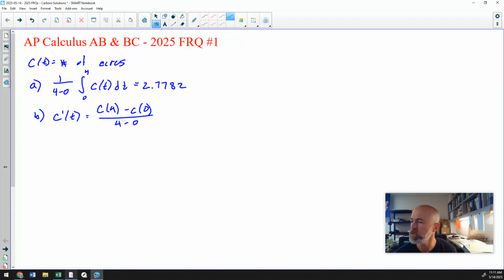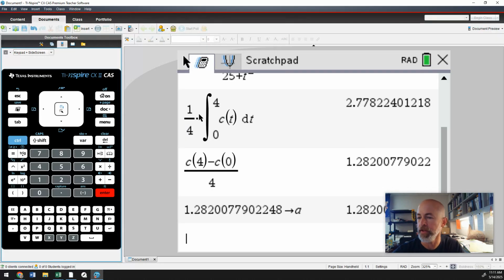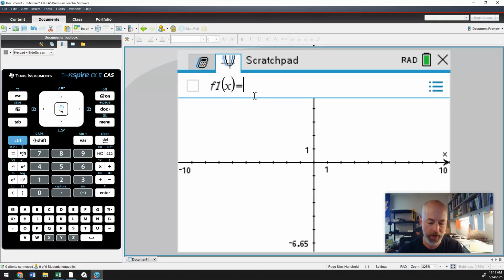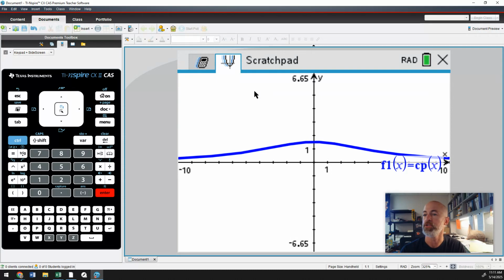So 1.282, so we need C prime of T to equal 1.282, and I'm just going to make a note to myself so I don't forget that A is 1.282. That's just a little thought cloud to myself. And then I'm going to solve that in the calculator by graphing, and I'm going to graph C prime, because I want the instantaneous rate of change to equal that value A.